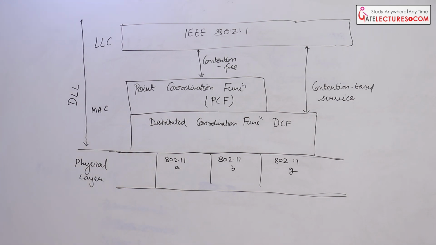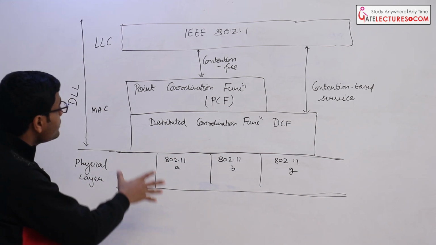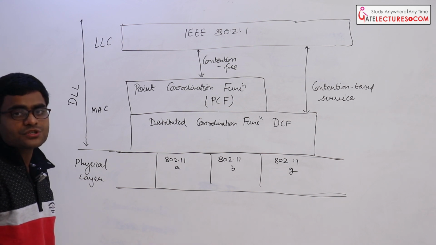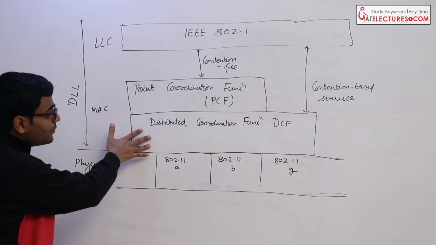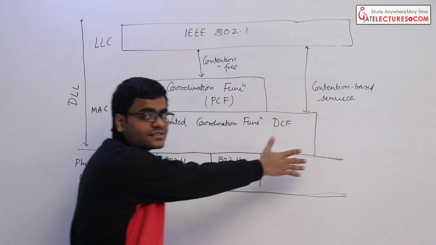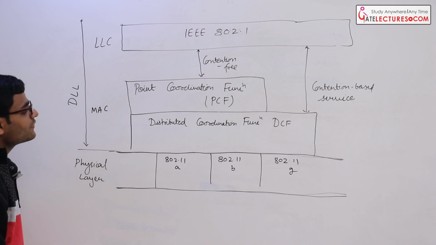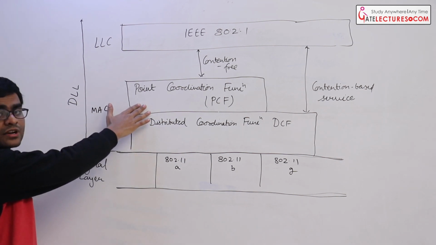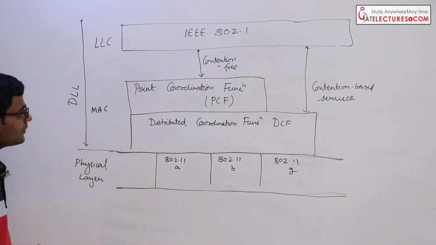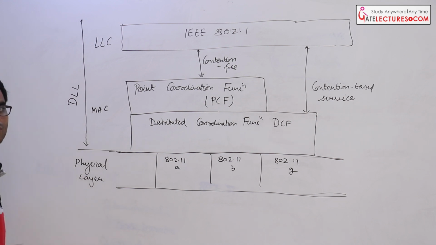So 802.11 provides two kinds of services, contention free services and contention based services. Contention free services are optional. The distributed coordination function basically provides contention based services. So this is compulsory, but if we want contention free services, we can have PCF running on top of DCF. Fine. So we will learn about the DCF first and then we move ahead.